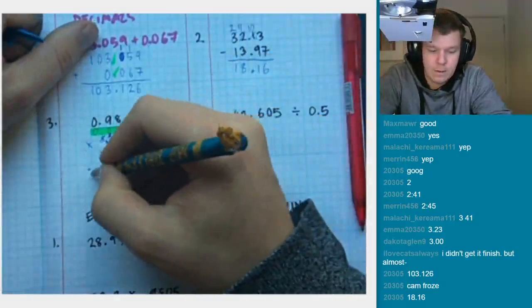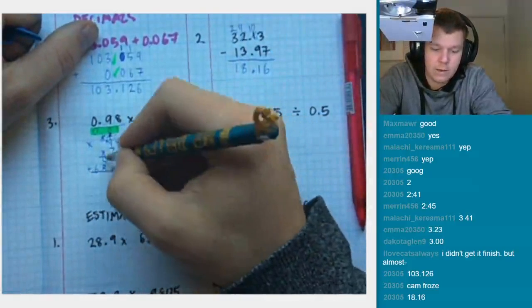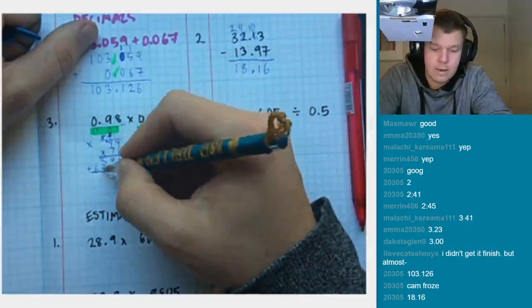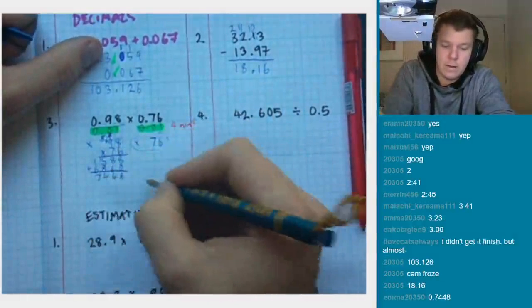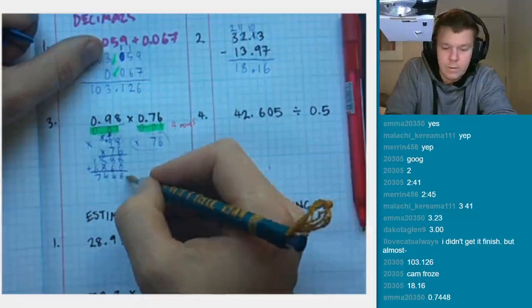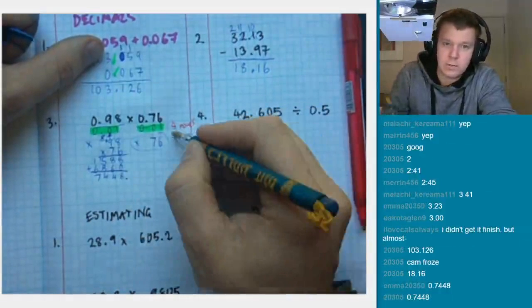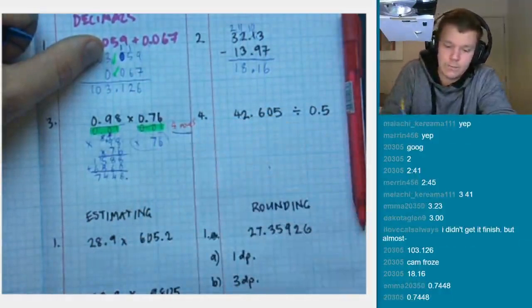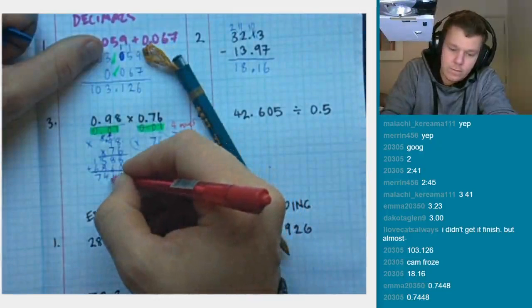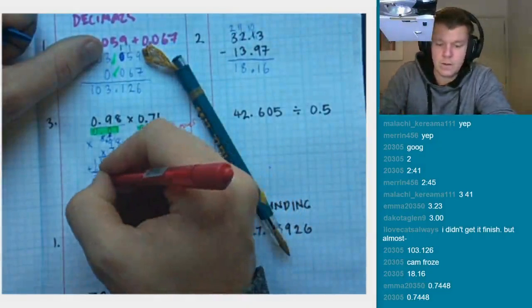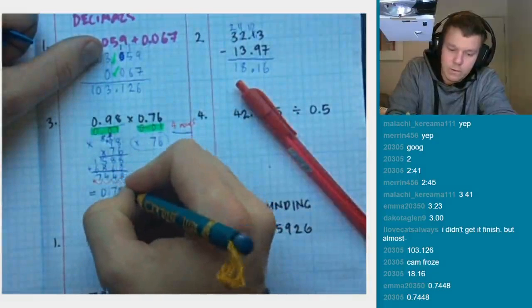Now we add those together, we're going to get 8. 8 and 6 is 14, carry 1 over. 6 and 8 is 14, carry 1 over. 1 is 7. So this is our number, and then remember our decimal point was here, and we're going to move it 4 times. So 1, 2, 3, 4, it's going to sit in there. So our final answer is 0.7448.